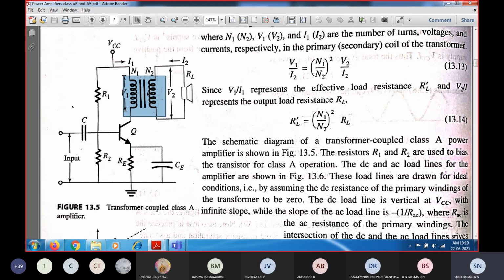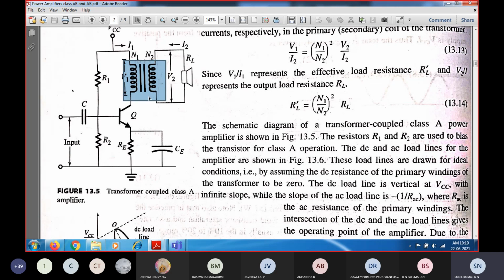When you consider DC operating conditions, for V1 and V2 there will be no voltage developed across here. Because of which, V1 and V2 will be equal to zero, so the resistance associated with the DC load will be equal to zero. If the load is zero, then what will be the slope line? The slope line will be crossing in the vertical way.